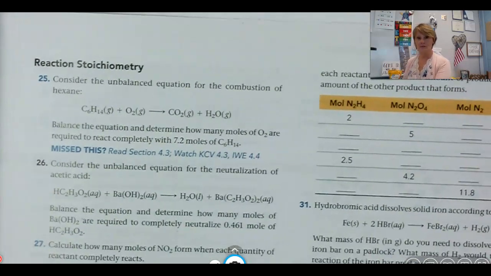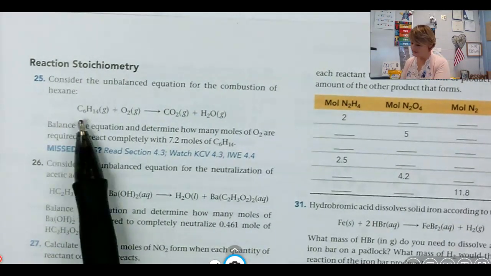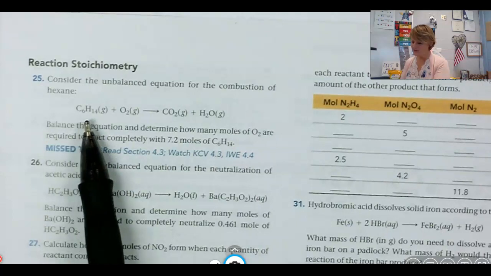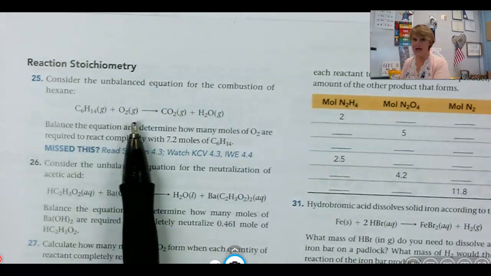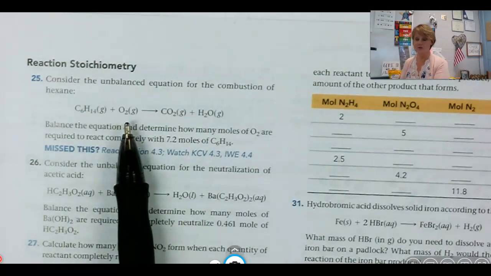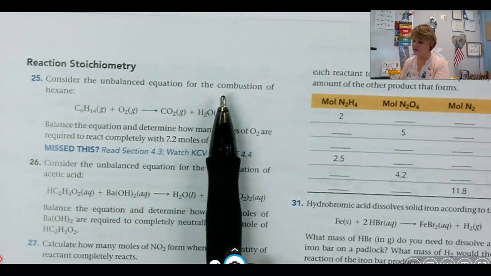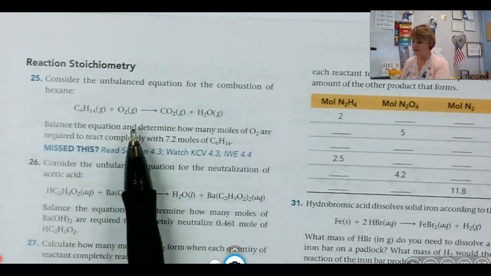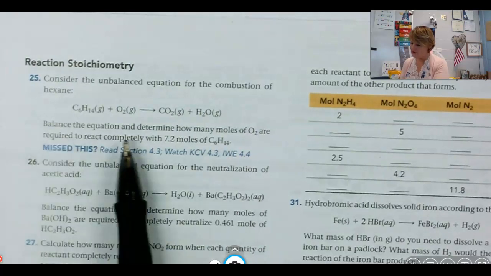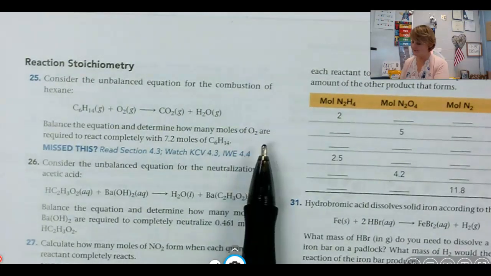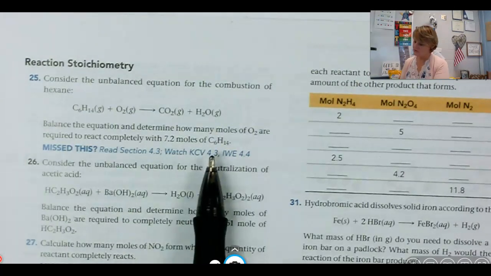And so it says, consider the unbalanced equation for the combustion of hexane. And here it is, and this is hexane, C6H14, hex being six carbons, plus oxygen. Again, you got to have oxygen in order to have a combustion. Forms carbon dioxide and water. So for a combustion, you have a hydrocarbon plus oxygen forms carbon dioxide and water. Okay. You're going to balance the equation and determine how many moles of oxygen gas are required to completely react with 7.2 moles of your hexane.